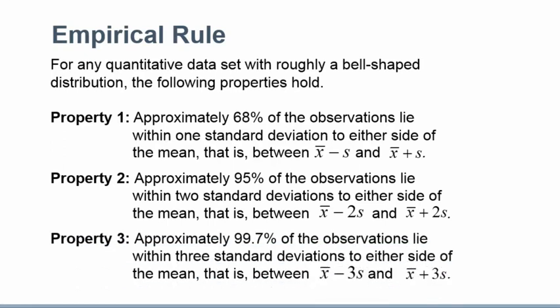Property 3. Approximately 99.7% of the observations lie within three standard deviations to either side of the mean. That is, between x bar minus 3s and x bar plus 3s.